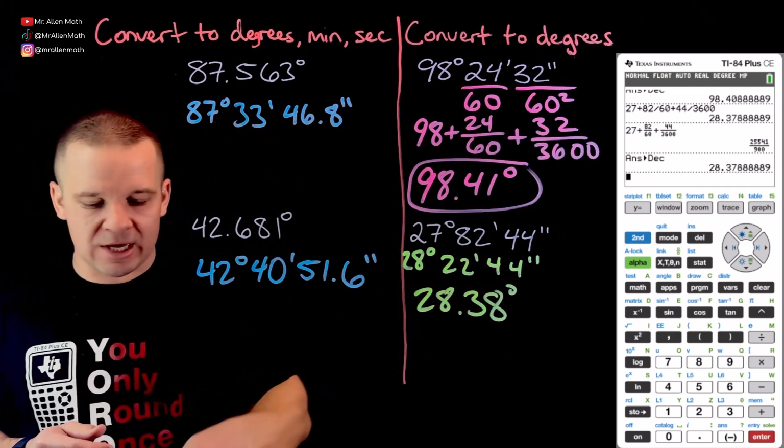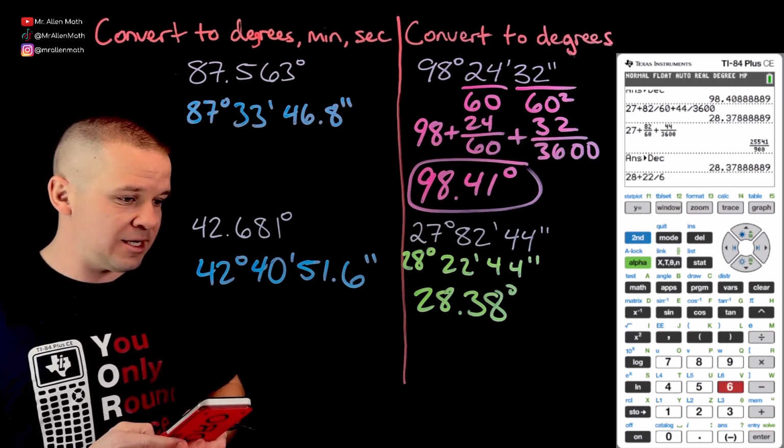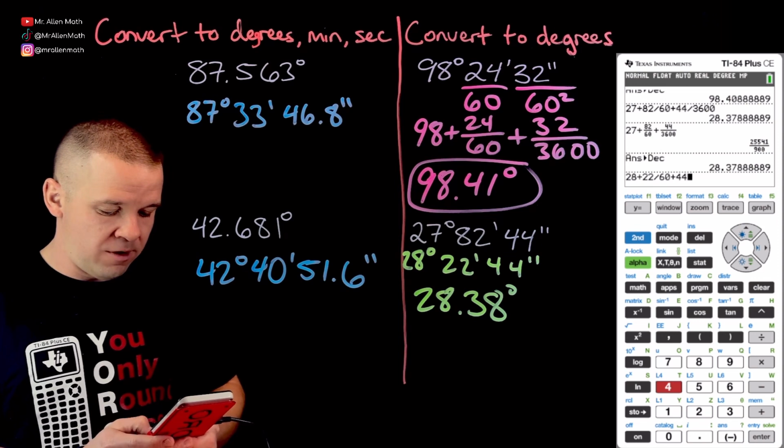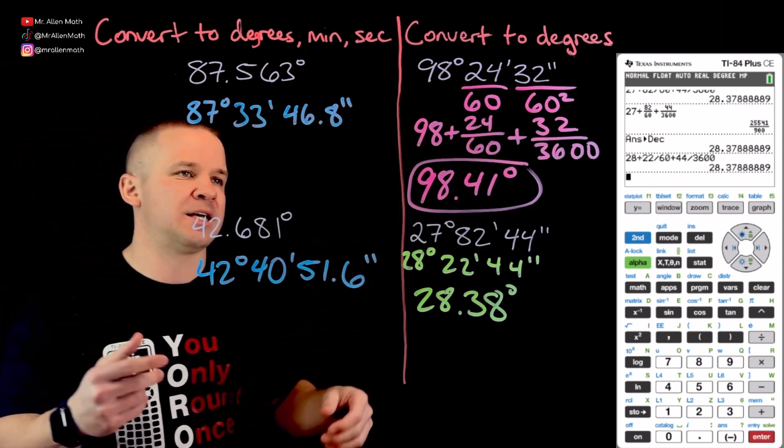Now, let's double check. Would we have gotten the same thing with that previous one? I'm pretty sure. 28 plus 22 divided by 60 plus 44 divided by 3600. Oh, my goodness, a whole bunch of ways to get this answer. But there we go, guys.